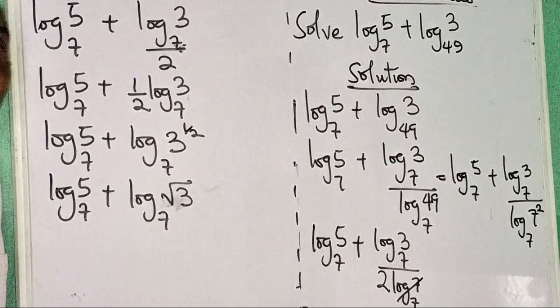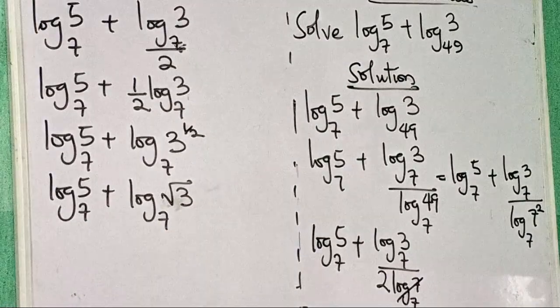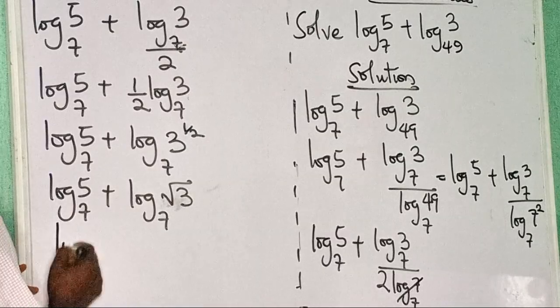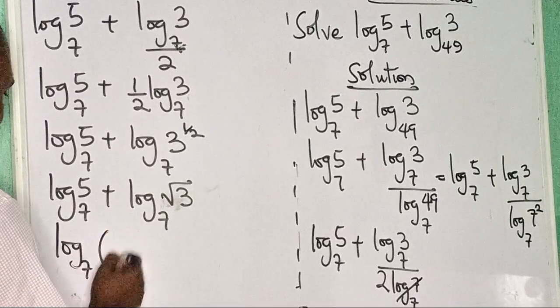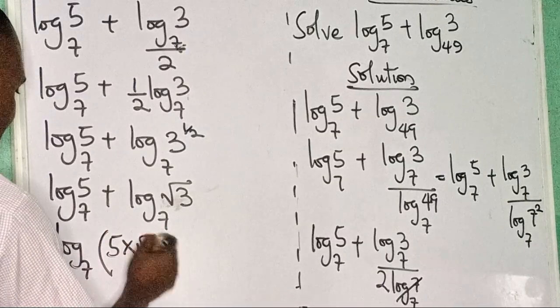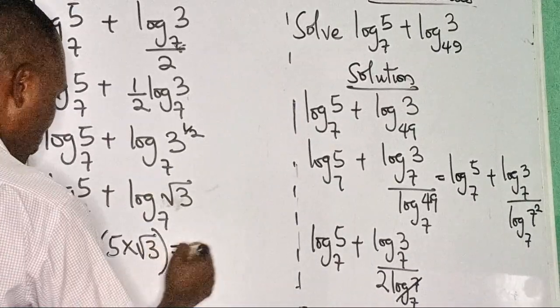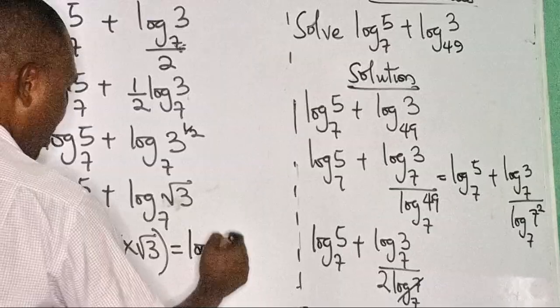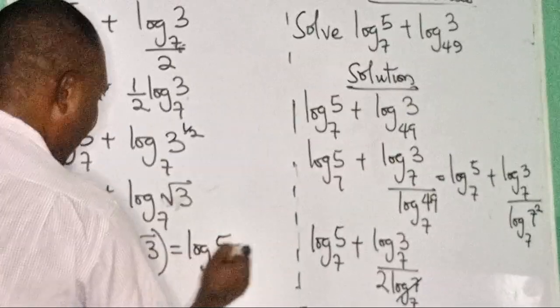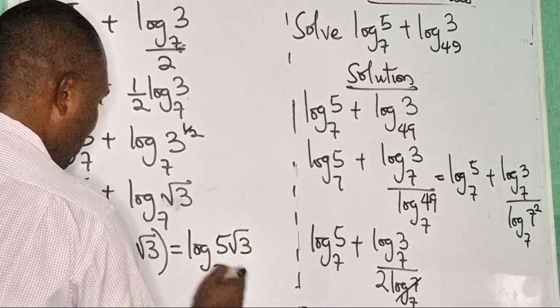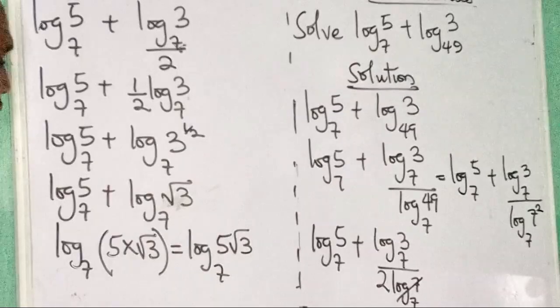Now from one of the laws of logarithm, this can be written as log base 7 bracket open 5 times root 3. Is that understood? Now this is equal to log 5 times root 3, which is 5 root 3, base 7. So this is our answer.